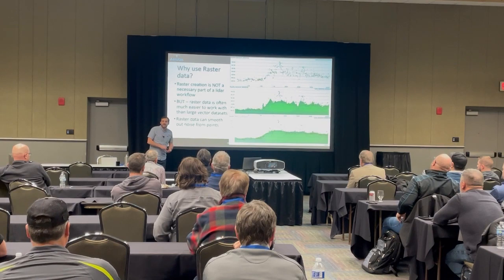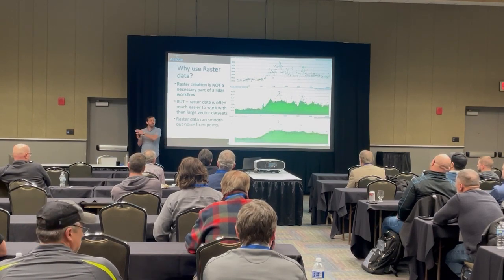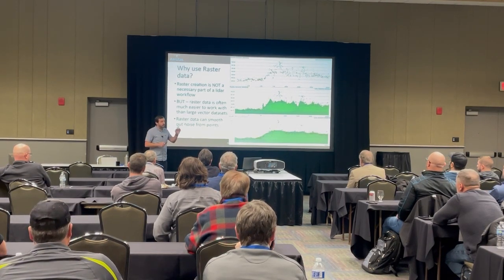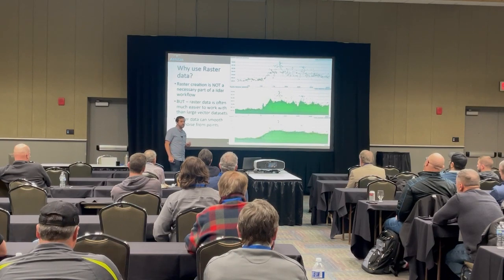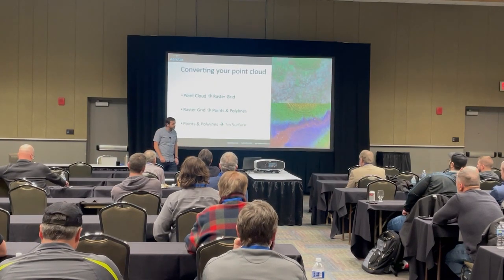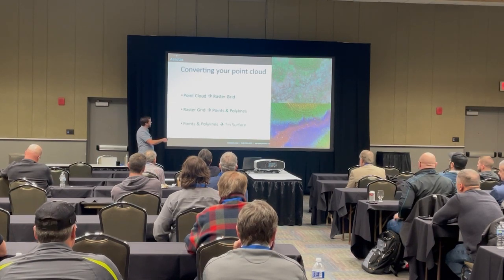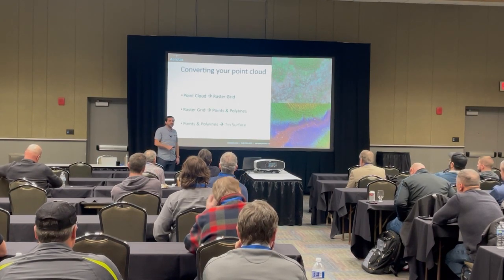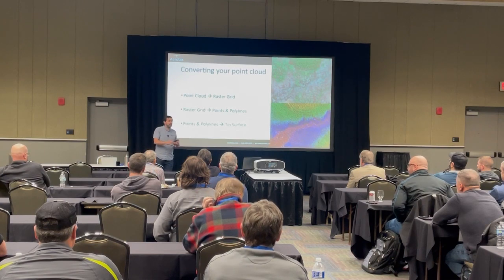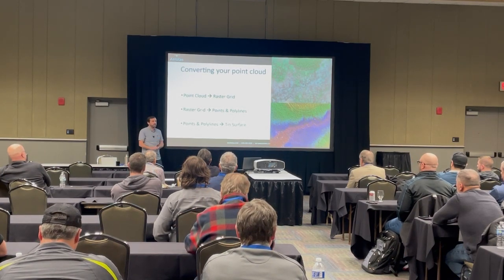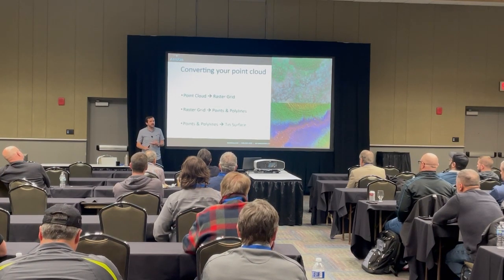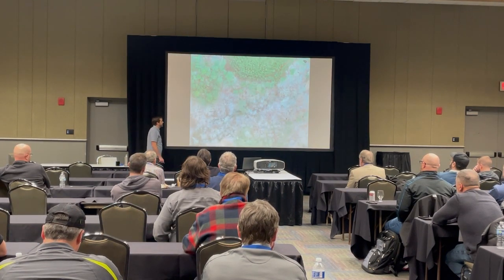So not only does this make a point cloud into a much more useful format, but it also increases your accuracy when you are creating that raster data. And then from there, you convert your point cloud to a raster grid. Once you have a raster grid, you can simplify it even further by adding additional points and polylines to create it into a TIN surface, which then goes into CAD. So you have your raster surface, convert it to points and polylines, and get it into CAD.